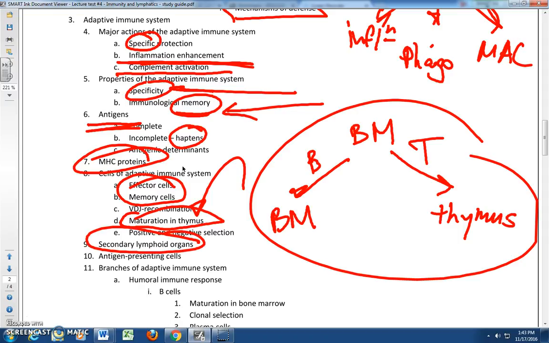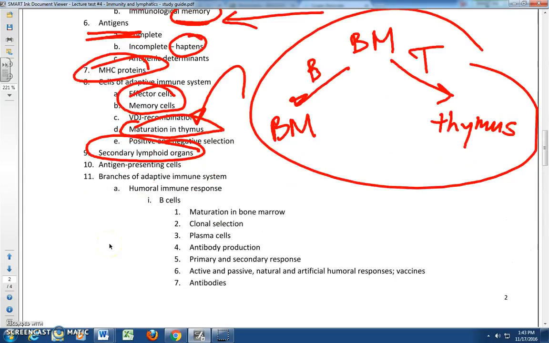Secondary lymphoid organs, we'll come back to it. It's here just to remind you that B and T lymphocytes, they enter the lymphatic system. Cool? Antigen-presenting cells. Dendritic cells, macrophages. You can count B cells as antigen-presenting cells too. What do they do? They present antigen. Yeah, that's about it. That's kind of it.